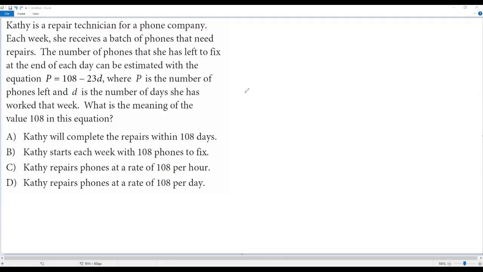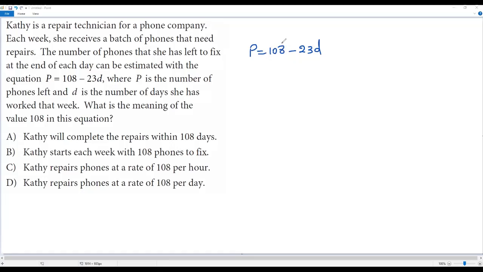the equation P = 108 - 23D, where P is the number of phones left and D is the number of days she has worked that week. What is the meaning of the value 108 in this equation? Okay, let me write the equation over here. That is P = 108 - 23D.